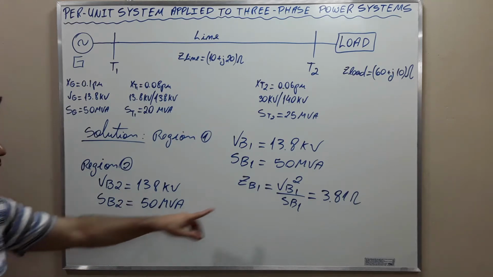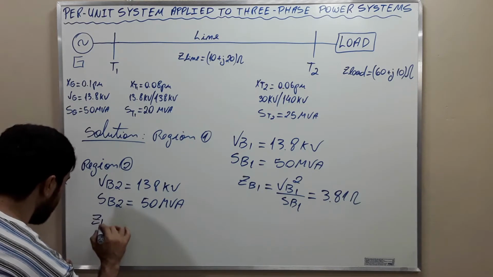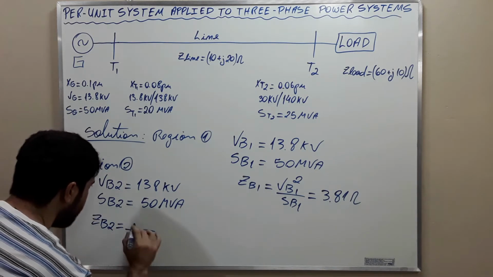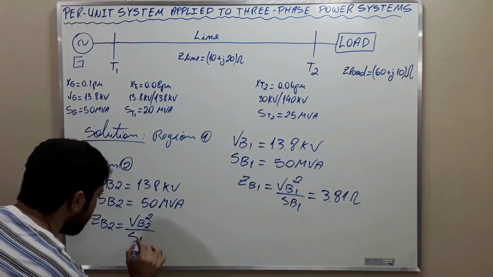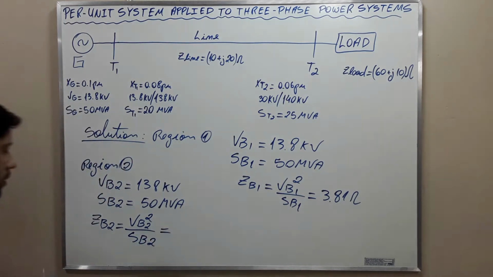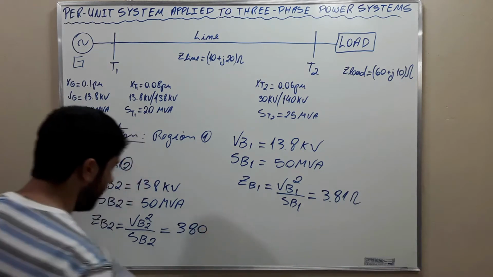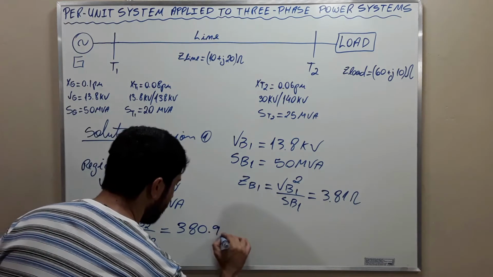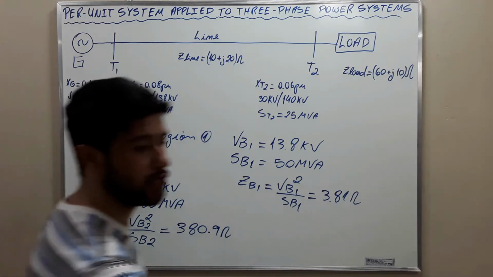And using these values, we are going to use this expression here to find the base impedance of region 2, which will be 380.9 ohms. Alright? Now let's go to region 3.